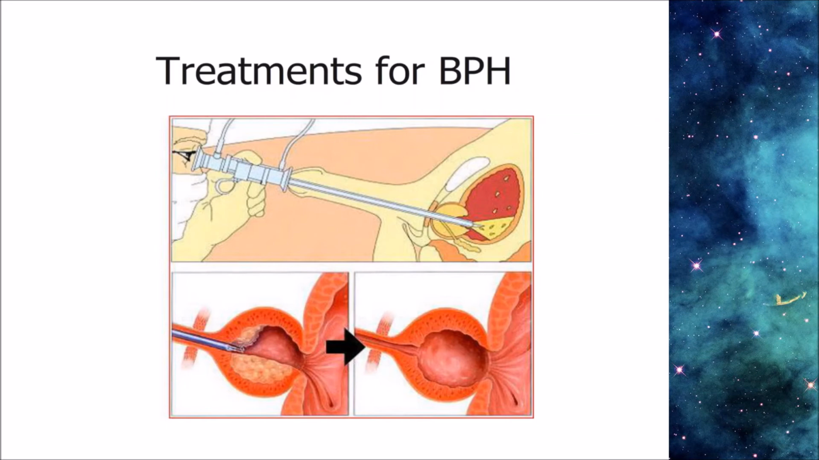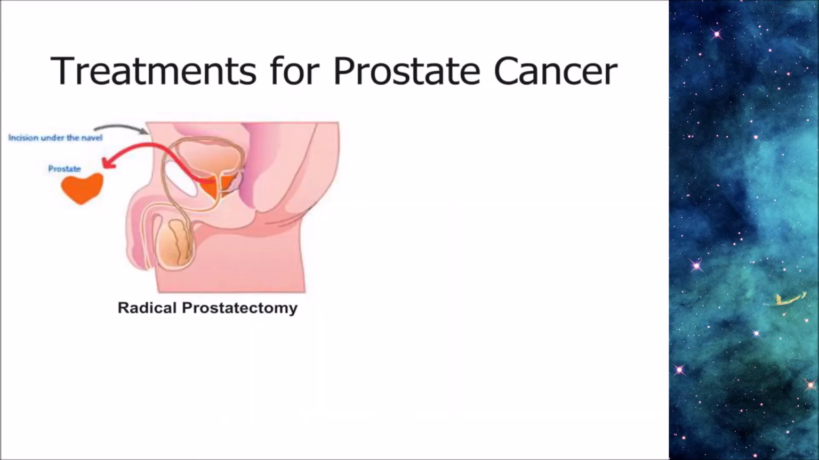We can even do something like balloon angioplasty, where we insert a catheter with a balloon at the end, and we inflate that balloon at the narrow part or stricture, and we basically enlarge that opening to allow urine to pass through more easily.